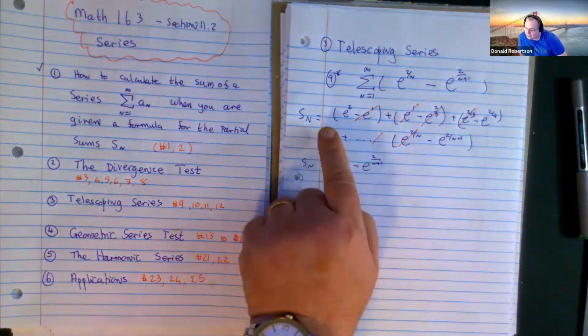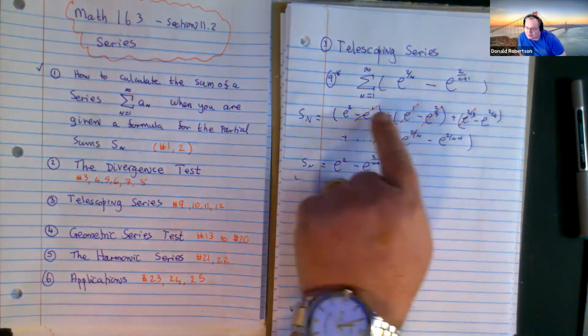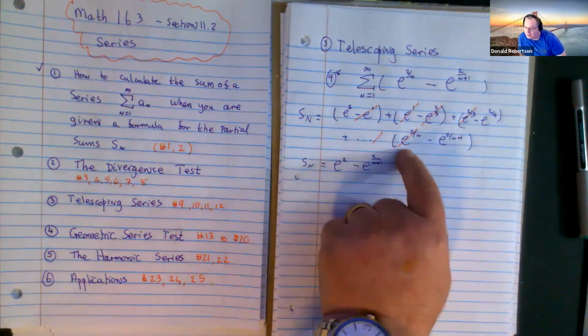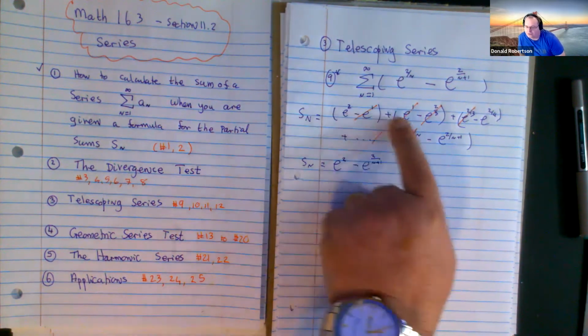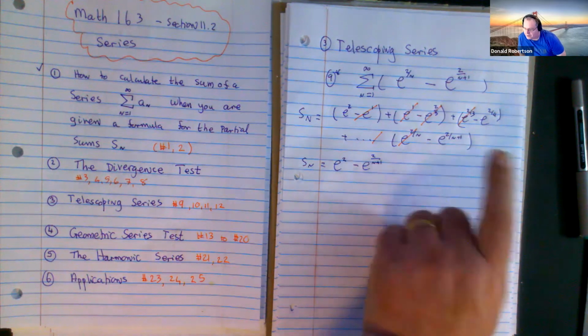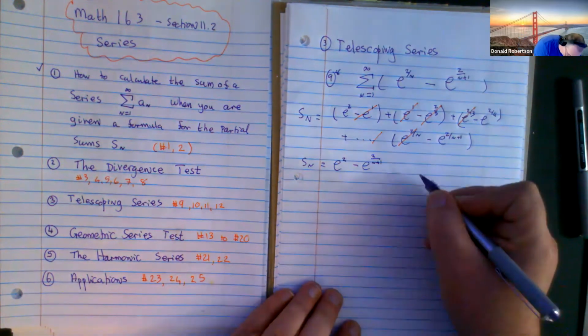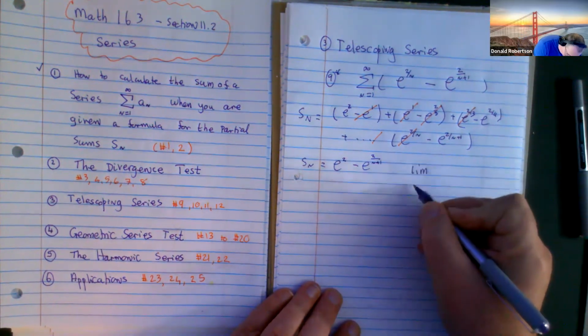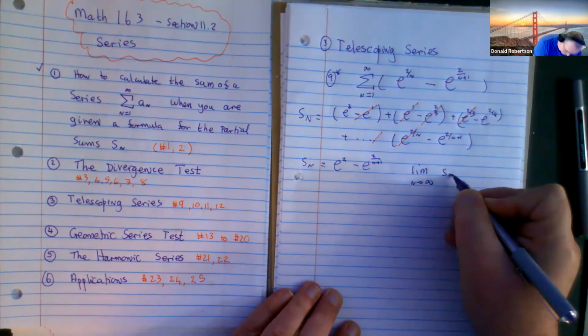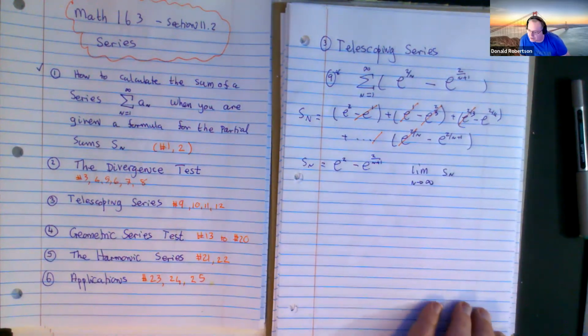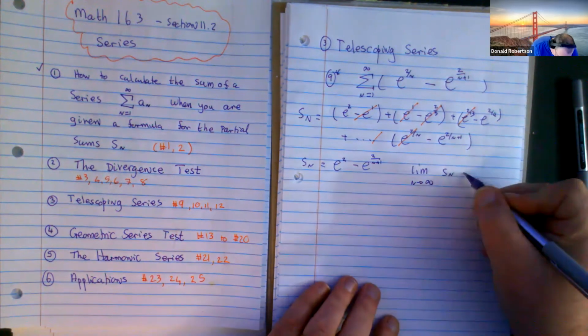Because only the first term lives. Everybody in the middle gets killed off by somebody that comes later. And then the last term survives, right? So if one of these works, one of these will work. So what I'm going to do now is say, if I know what the formula for the partial sum is, can I find its limit as n goes to infinity? Let's see what we get.